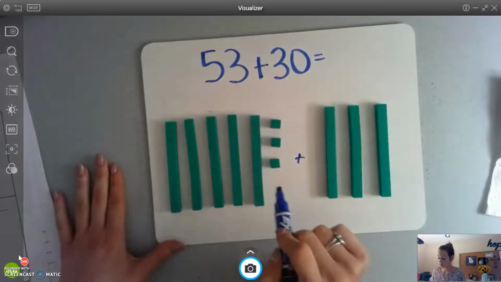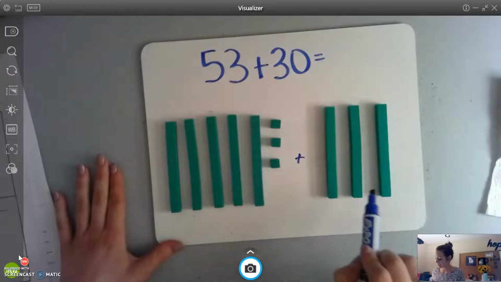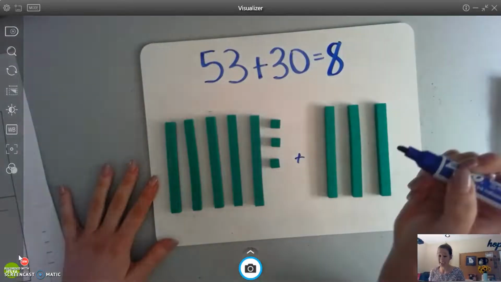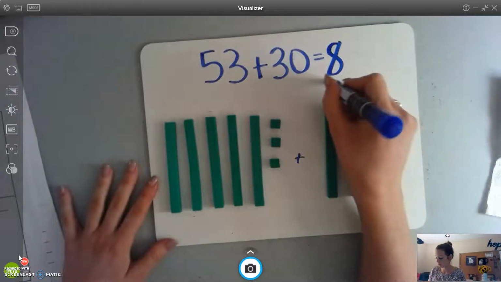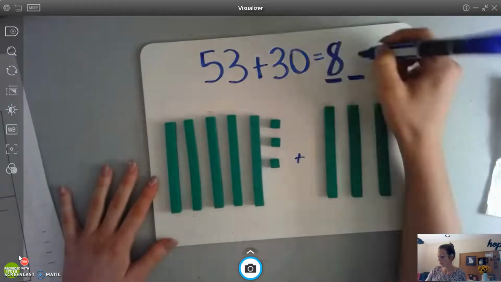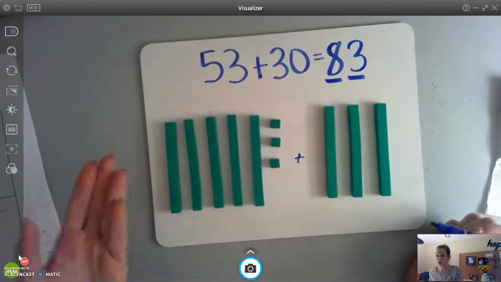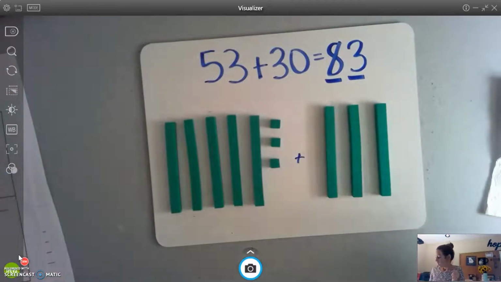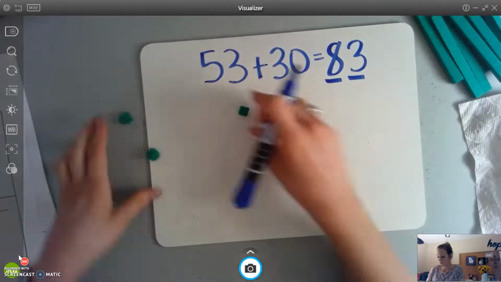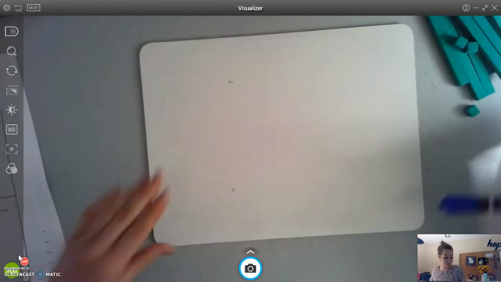So let's count the tens. 10, 20, 30, 40, 50, 60, 70, 80. So I know I'm going to have 8 in my tens place, so I put my 8 here. 81, 82, 83. So when we're adding multiples of 10, just use your 10 blocks, and then you can add those numbers together easily.